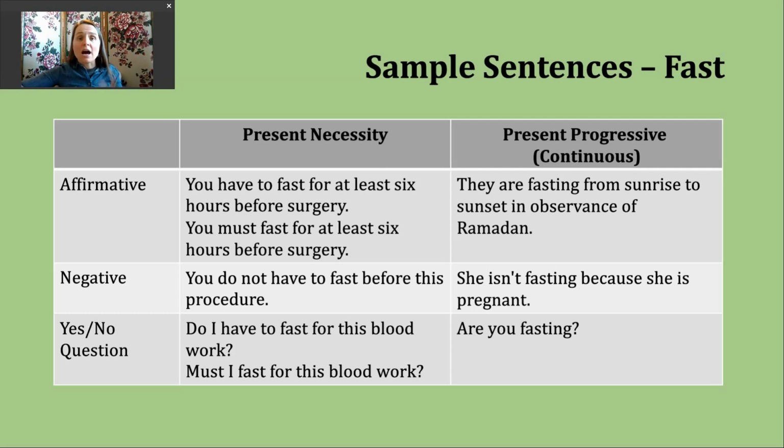To do that, we have two choices. Right? So our first way would be to start with do or does, whichever form matches our subject, and the subject comes next, then have to and the base verb. So you can see that in the example here. Do I have to fast for this blood work? So maybe this is a question a patient is asking their doctor or nurse.